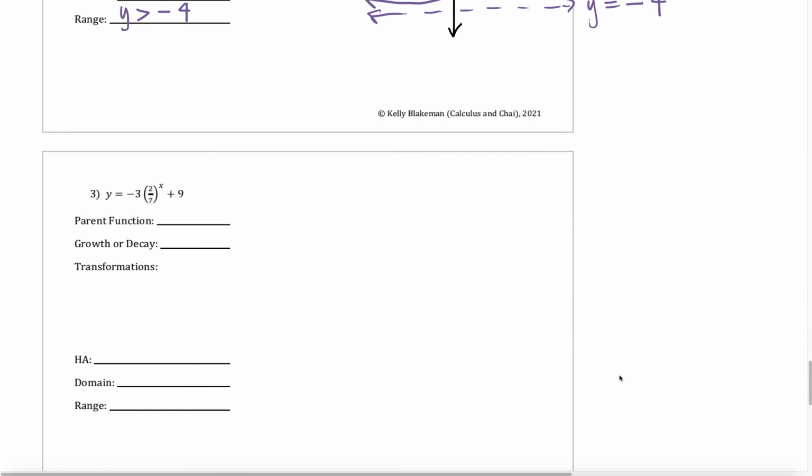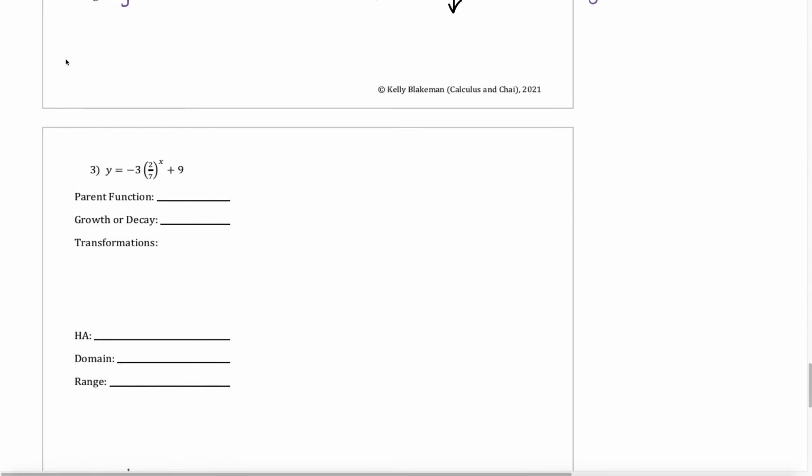Let's look at a third example. So here we have y equals -3 times 2/7 to the x plus 9. Just like before, I have to start with my parent function, because that's really giving me the starting shape of my graph before I apply any transformations. So why don't you guys pause the video here and decide on what the parent function is going to be.